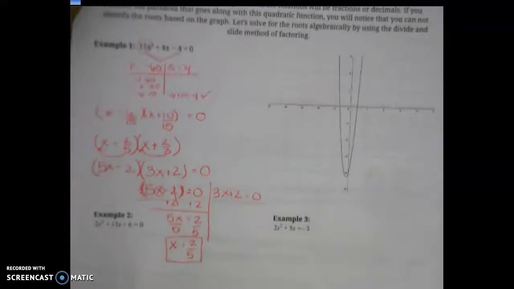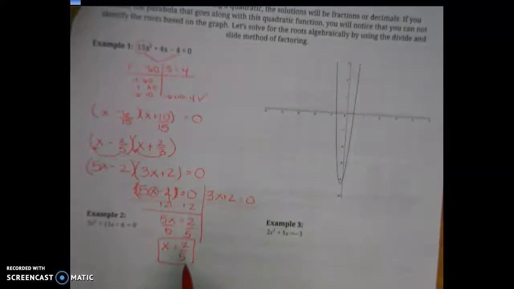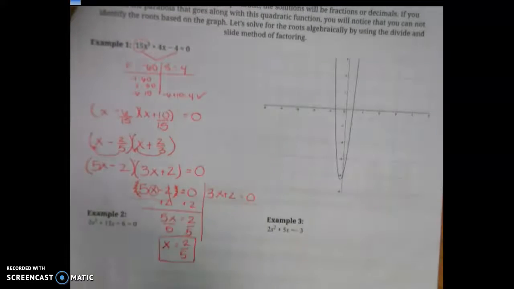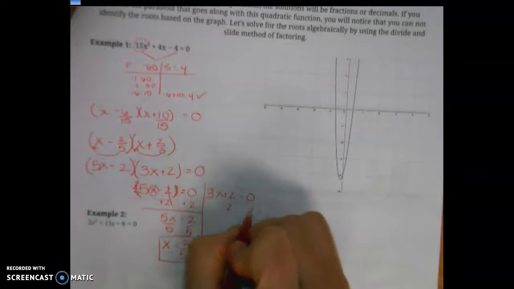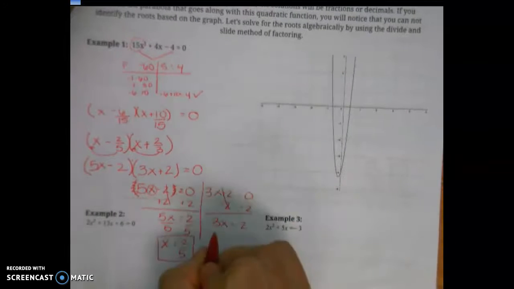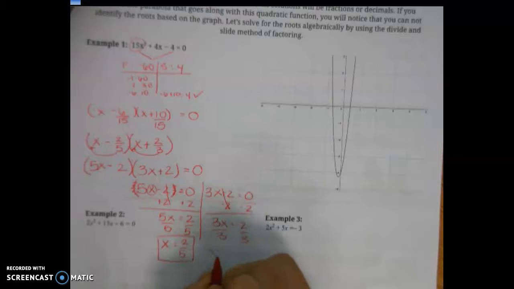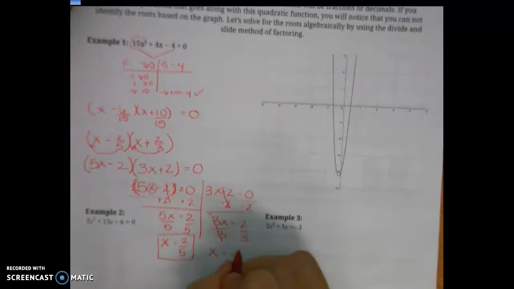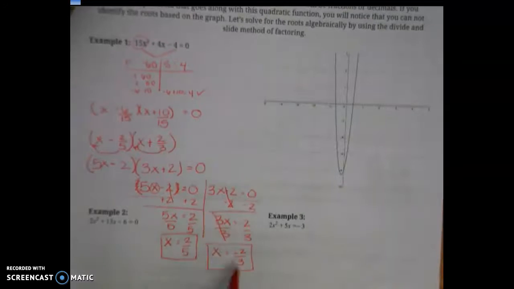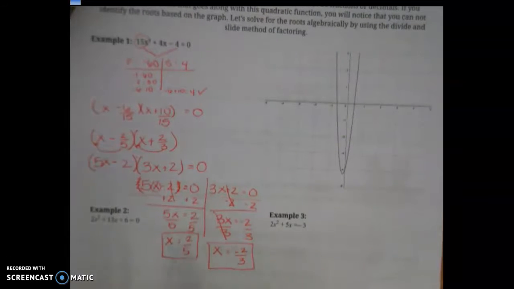Okay, just like all the other quadratic equations that we've solved, there's usually a second solution, so I'm going to solve this equation for x. I'm going to minus 2 from both sides. I get 3x equals negative 2, and I'll divide both sides by 3. Negative 2 is not divisible by 3, so I'm just going to write it as a fraction, negative 2/3. So I have two solutions to example 1, 2/5 and negative 2/3.